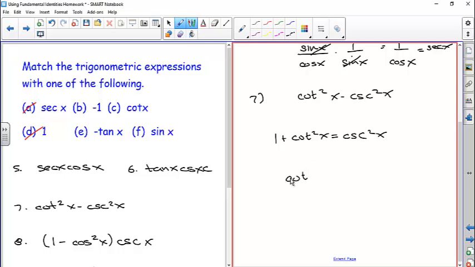So the first equation becomes cotangent squared minus 1 plus cotangent squared x. So that's substituting for here. Cosecant squared is 1 plus cotangent squared. You can see the cotangents cancel out, and you're just left with negative 1, which is b. So this is b.